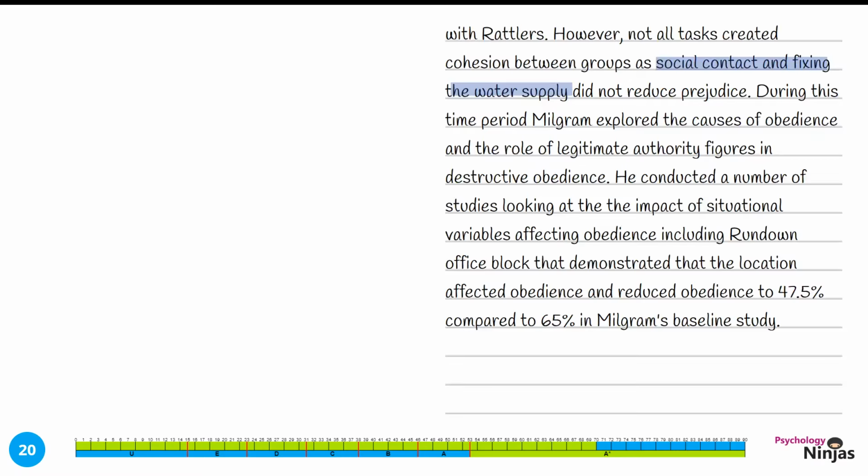We've really shown a detailed understanding of the different dimensions and behaviours in social psychology, this time focusing on Milgram and obedience. Again, we've given specific findings to make comparisons. I've gone for the rundown office block because it's one of my favourites, but you could use a different variation if you know it better. We're then going to have a judgment about the link to our issue in debate.